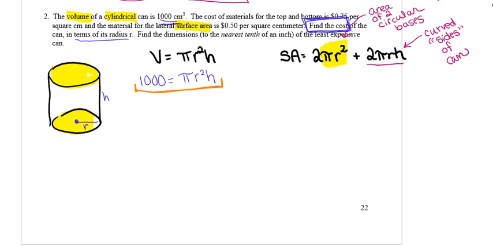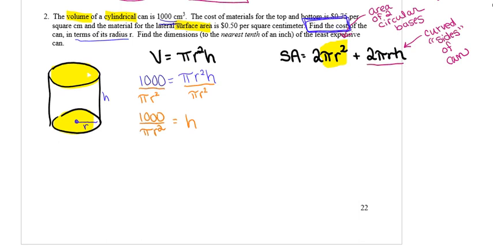Well, if I solve that formula for r, it's going to involve doing some square roots somewhere. I don't want to have to do that. So I'm going to go ahead and solve this for h by dividing both sides by pi r squared. Doing that tells me that h is 1,000 divided by pi r squared. Again, it's not wrong to solve for r, but it's just way harder.